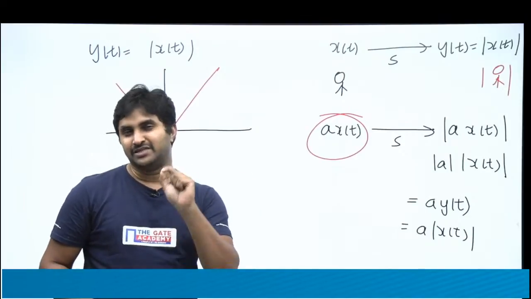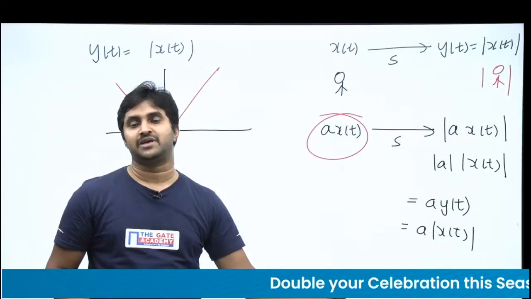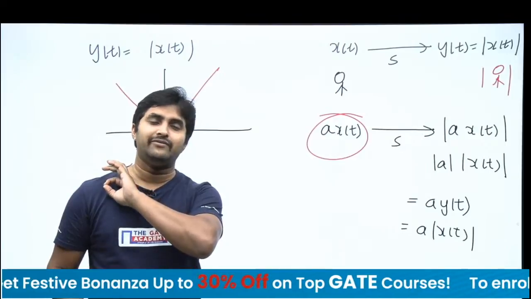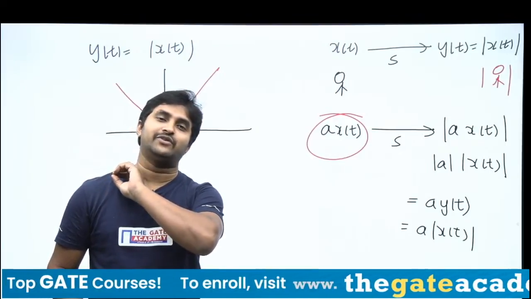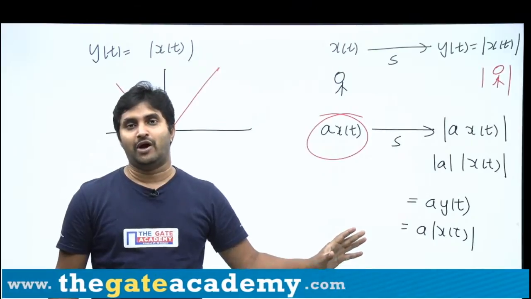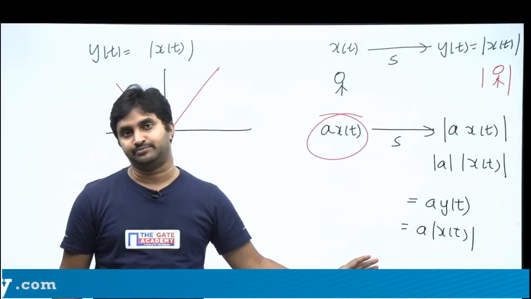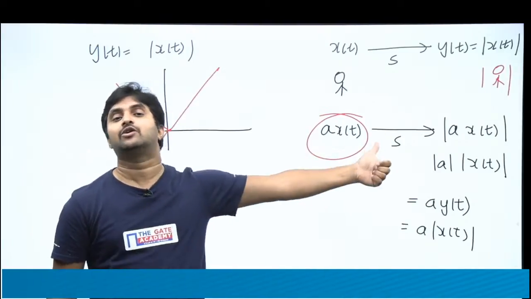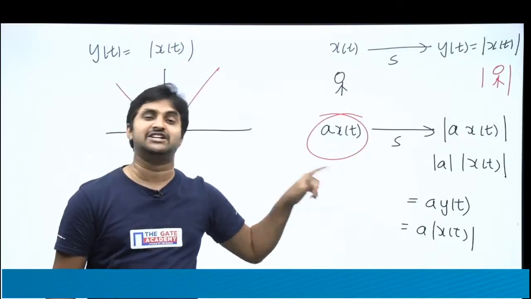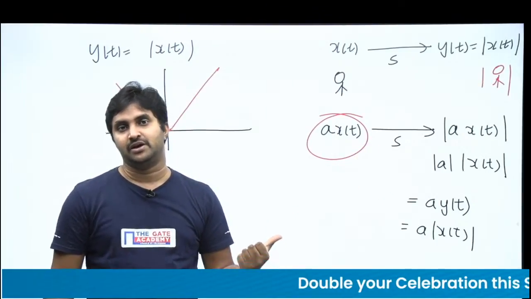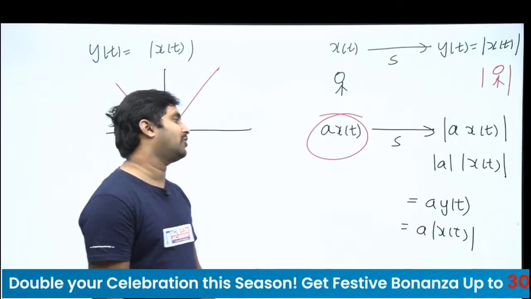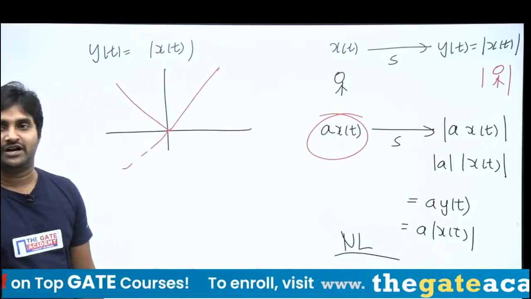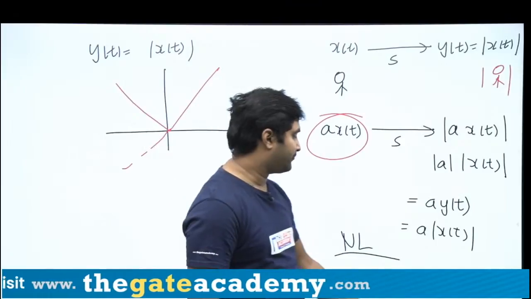A is something that can be a real value or a complex value. You have the liberty, the freedom, of taking any possible value of A. If it satisfies for any possible value of A, then only I can call it a linear system. But here the problem is that it is not satisfying for a negative value of A, so I cannot call the system a linear system. I have to call it a non-linear system.